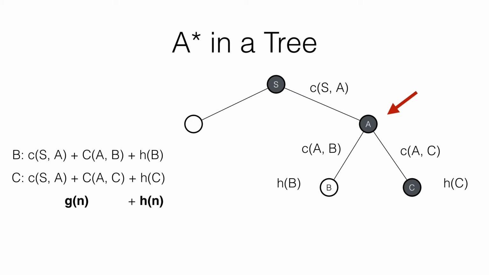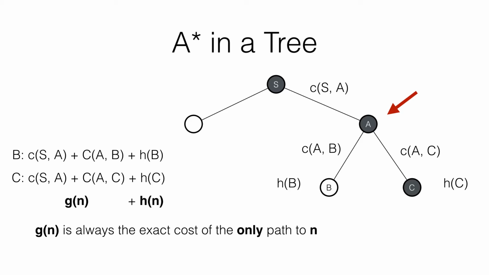So there's a really nice property about these components when we look at trees, which is that because trees have only one path between the root of the tree and any node in the tree, g of n is always the exact cost of the only path to n. Think about it this way. As the search algorithm is walking around the search space, whenever it expands a node, it will have seen the full path to get from the root to that node. And it can just add up the costs along the way, and it does this with a recurrence. But it can add it up along the way and know the exact cost it's going to take to get from S to B and from S to C.